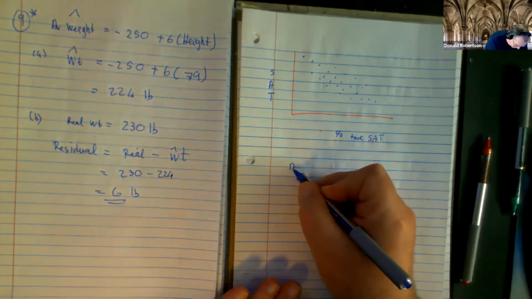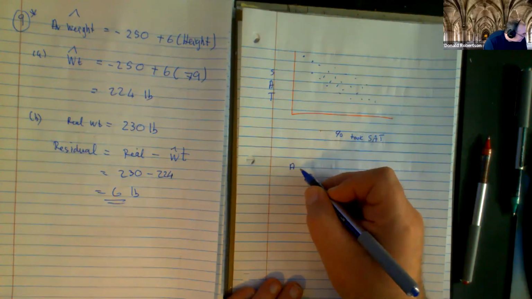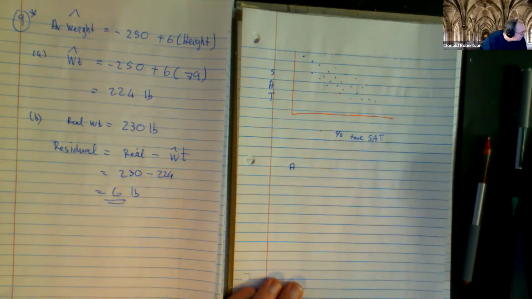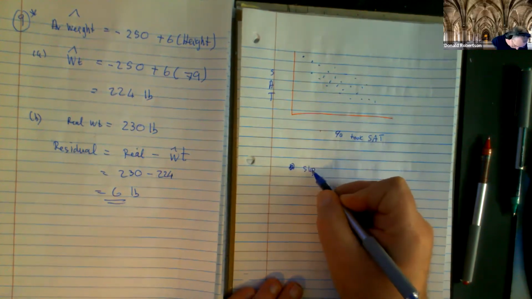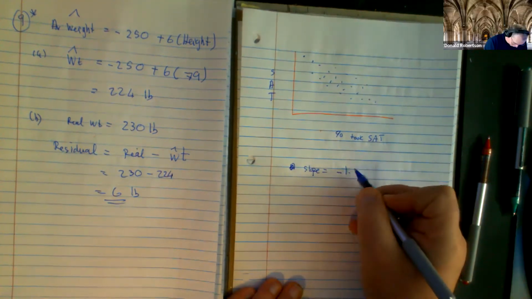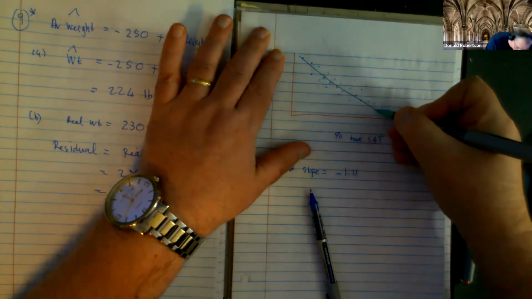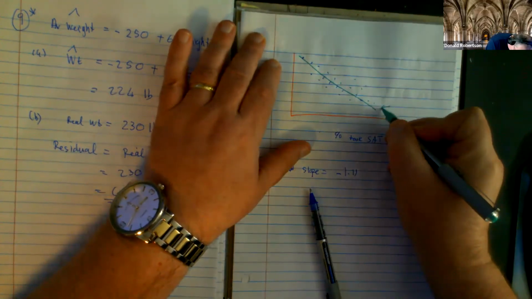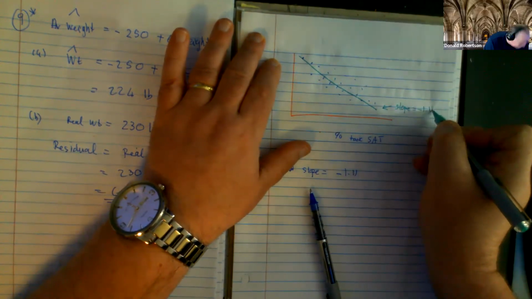They are telling us that the slope of this line is negative 1.11. So if you can imagine, I drew the best fitting line, the regression line. The slope of that line happens to be negative 1.11, which is fine.